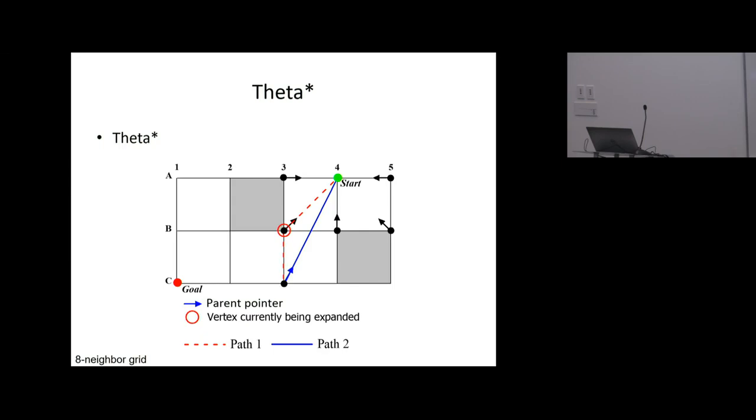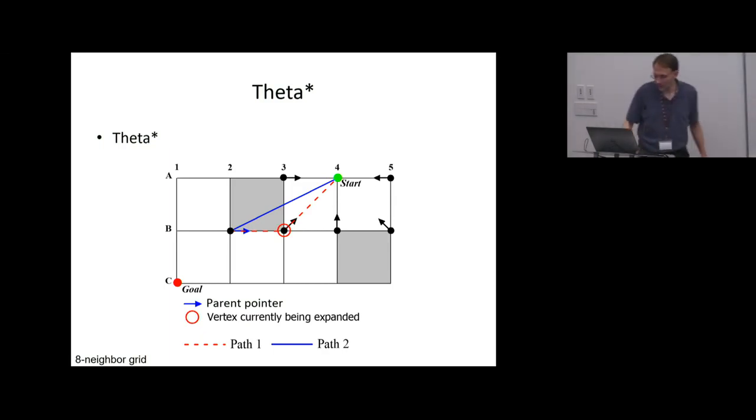Now, again, if the blue line here is unblocked, by the triangle inequality, it's a good idea. Okay, do it. In this case, it is unblocked, and so A star would set the parent of this guy to this guy, and Theta star would set the parent of this guy to that one. Let's look at another neighbor here. This neighbor here, for example, A star again will set the parent of this guy to this guy. Theta star will try this, but it goes through an obstacle, so not a good idea. So Theta star will do the same thing that A star does, and the parent will become this guy.